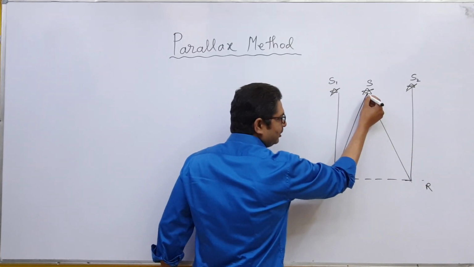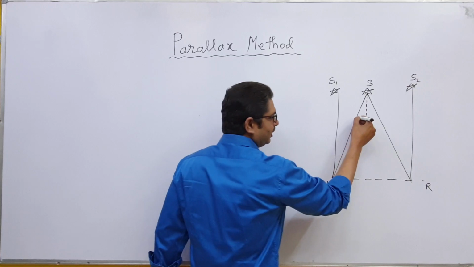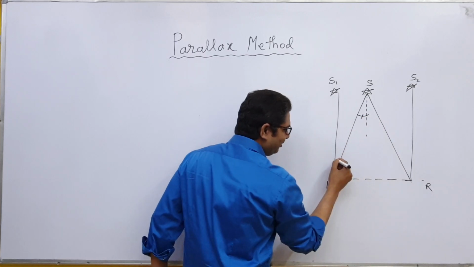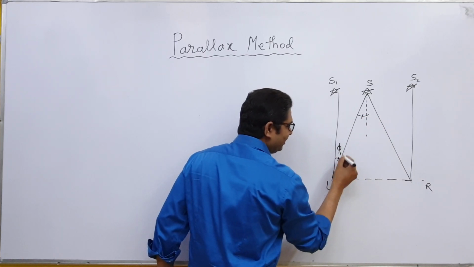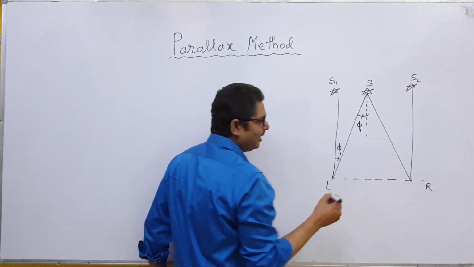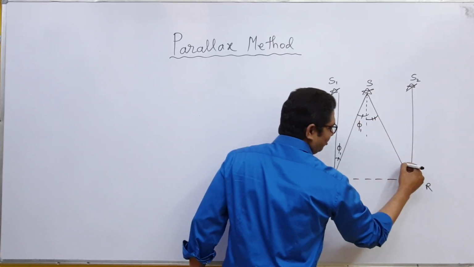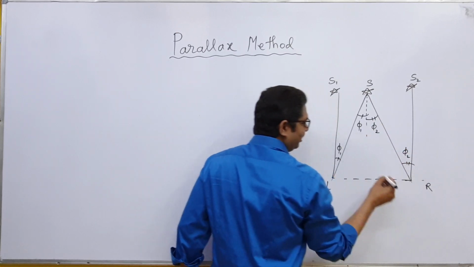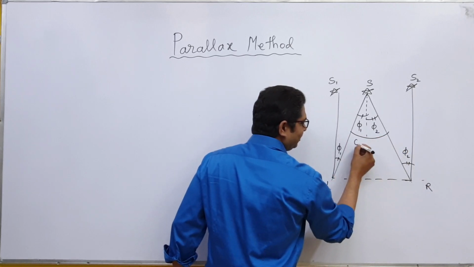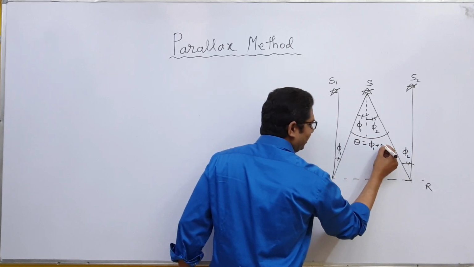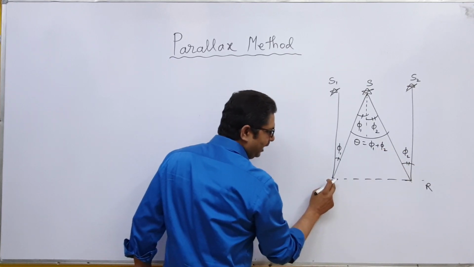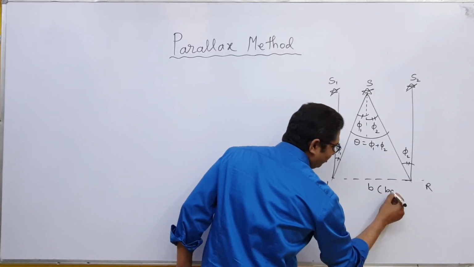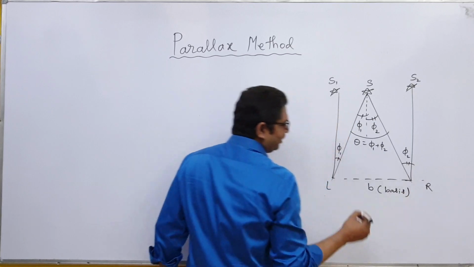Now divide this angle, then this line and this line are parallel to each other. So this angle is equal to this angle. If this is phi 1, then this will be phi 1. And this angle is equal to this angle, so if this is phi 2, then this is equal to phi 2. This whole angle is said to be theta, and theta is equal to phi 1 plus phi 2. And LR length is said to be B. B stands for basis.